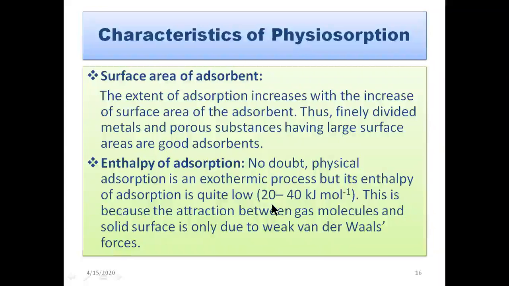It is between 20 to 40 kilojoule per mole. In physisorption, the magnitude of enthalpy is just 20 to 40 kilojoule per mole. Why? Because the attractive forces are weak forces. Now look, they have given the magnitude here. The actual value is minus 20 to minus 40. Here this is the magnitude. In the options they will give it clearly, so be careful. Sometimes if they don't give options and only the magnitude is given, no problem. You can go for 20 to 40.